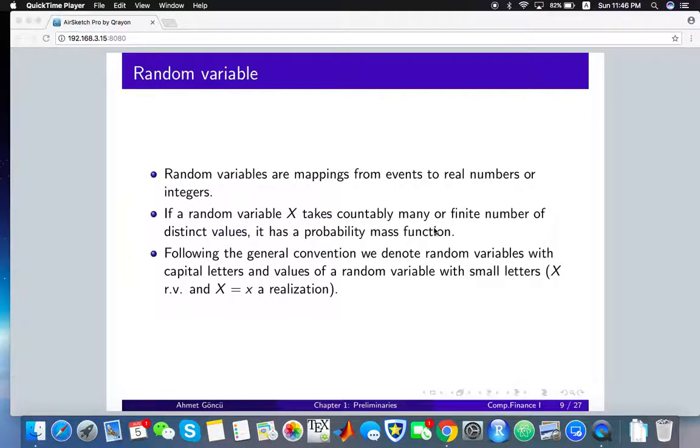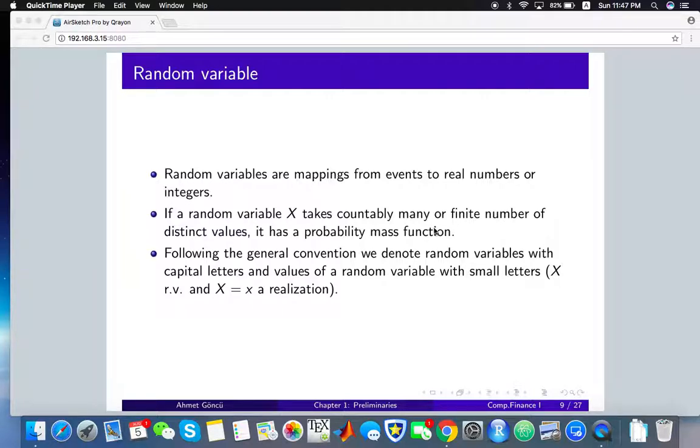Okay, let's talk about the random variables. So random variables are mappings from events to real numbers or integers. And if a random variable x takes countably many or a finite number of distinct values, then this is a discrete random variable and it will have a probability mass function. If it takes infinitely many possible values, then it's a continuous random variable, and we will talk about the probability distribution function.